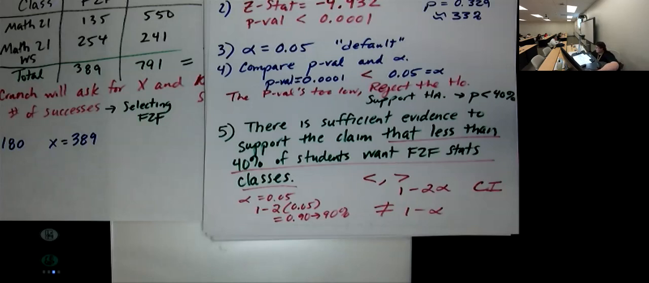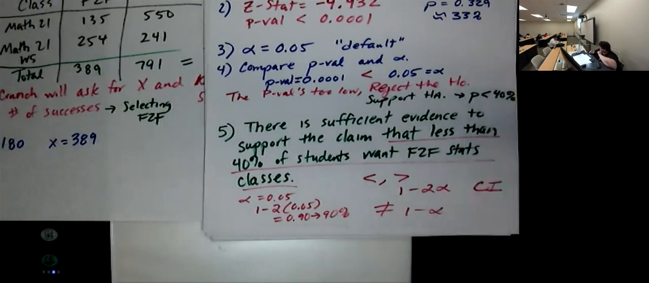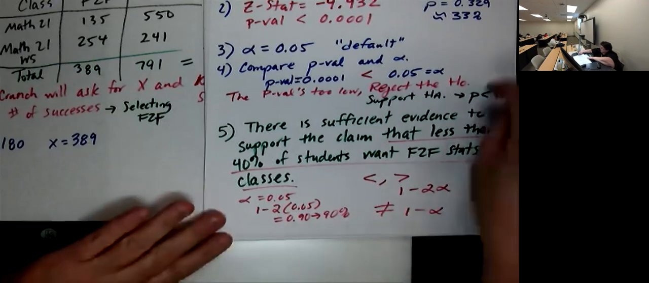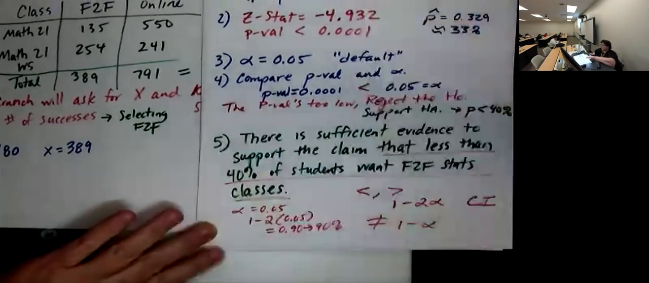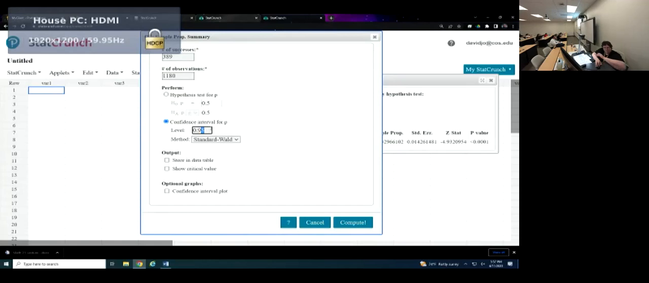So we're showing a connection between confidence intervals and hypothesis testing. We have decided that we agree that there's less than 40% that want face-to-face. We have rejected H-naught, that 40% is a viable answer. We rejected the H0. We said 40%, no way. No way is 40% possible. Well, we have a percentage. So let's come back over here and look at StatCrunch and see what happens when I do that confidence interval with the 0.90 like we were talking about.